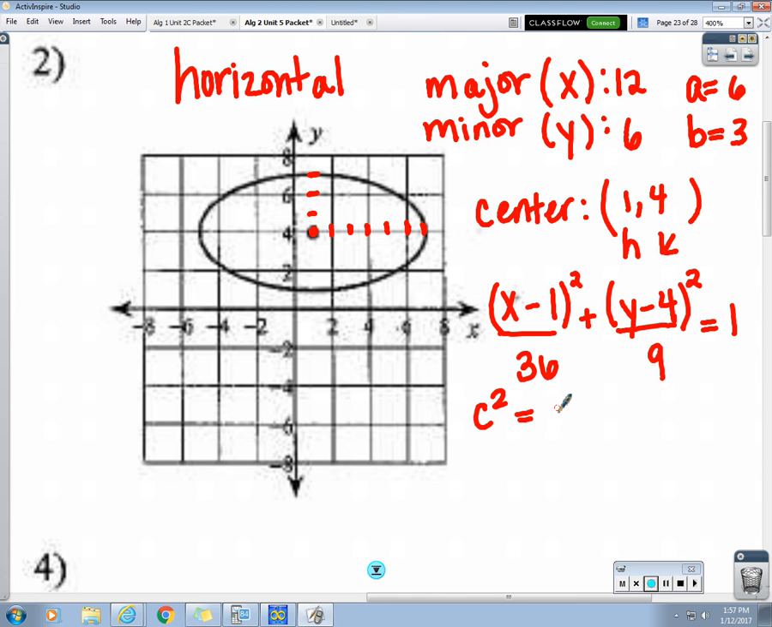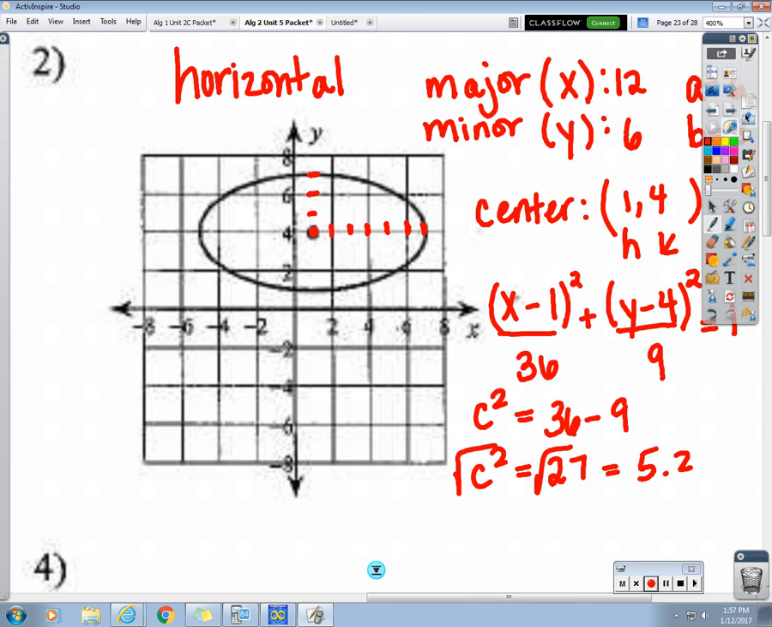Now we have to find the foci, which is c squared equals a squared minus b squared. Well, what is your a squared going to be? 36, and then minus your b squared will be 9. And so c squared equals 27, and you square root that, and the square root of 27 is 5.2.